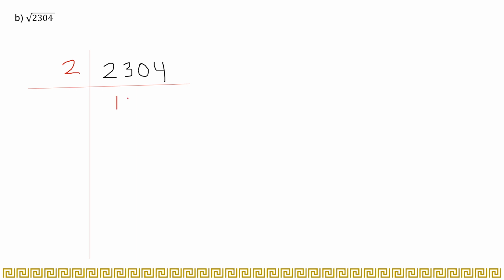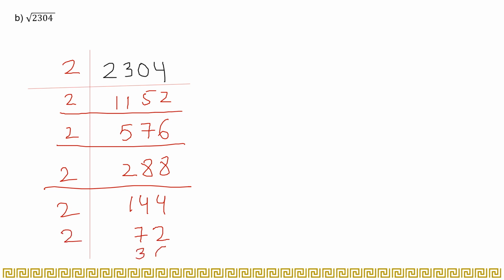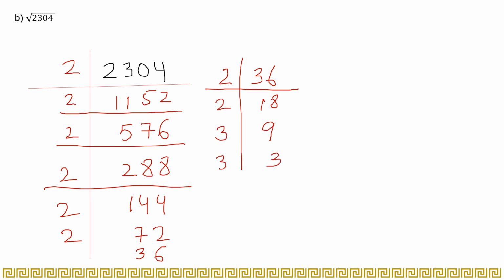2 1s are 2, 2 1s are 2, 2 5s are 10, and 2 2s are 4. 2 5s are 10, 2 7s are 14, 2 6s are 12, 2 2s are 4, 2 8s are 16, 2 8s are 16, 2 1s are 2, 2 4s are 8, 2 4s are 8, 2 7s are 14, and 2 2s are 4, 2 3s are 6, and 2 6s are 12. We'll do it here. 2 1s are 2, 2 8s are 16, 2 9s are 18. Now 3 3s are 9, and 3 1s are 3.